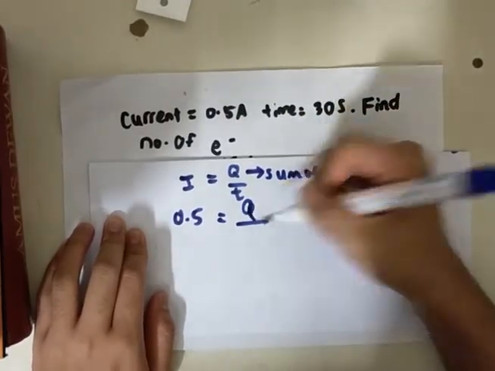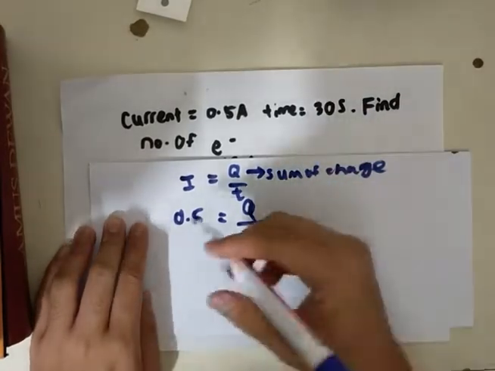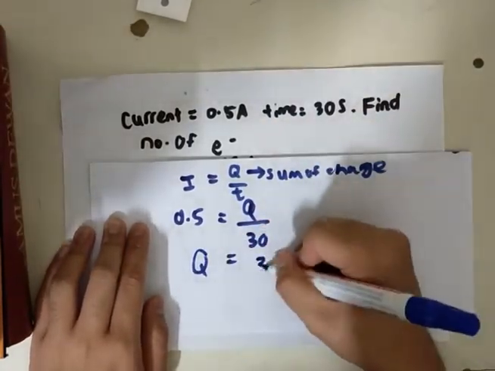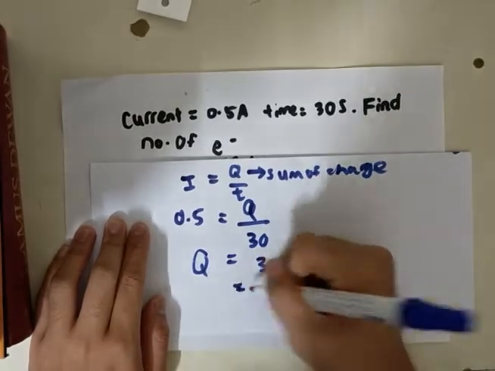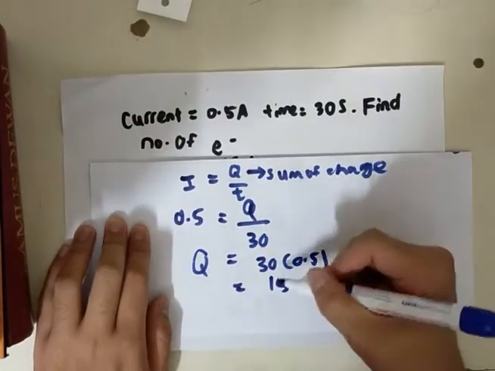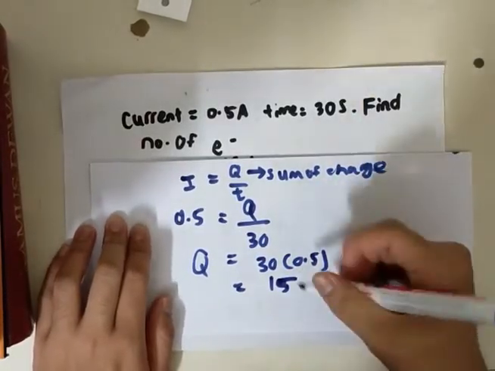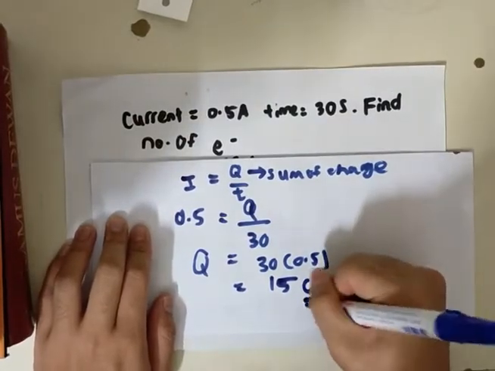So time, we've got 30 seconds. So now we can find Q. Q equals 30 times 0.5 equals 15. So Q is the sum of charge, 15 C. Remember to write your unit.